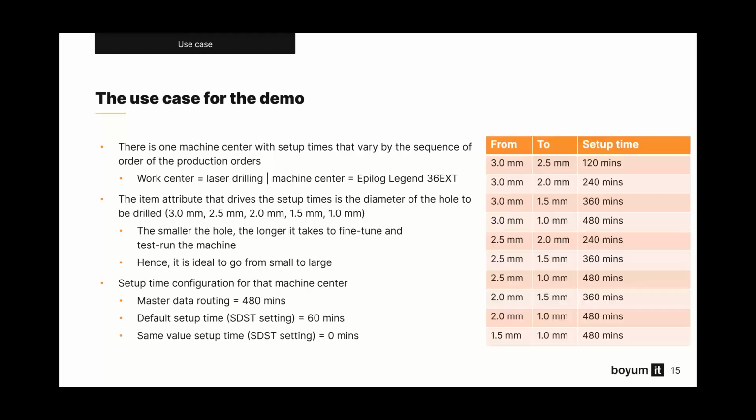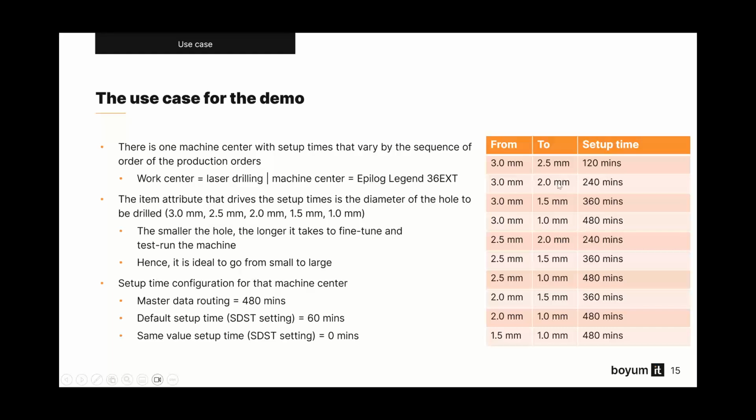And then I defined exceptions so that whenever the next production order has the smallest diameter, it's 480 minutes. So if I go from 3 to 1 millimeter, from 2.5 to 1 millimeter, from 2 to 1 millimeter, from 1.5 to 1 millimeter, it's always 480 minutes. So I used the longest time from my exceptions as the standard time in the master data routing. And then I said, okay, if the hole is smaller, so if it's not a 1 millimeter hole but a 2 millimeter hole, then it takes half the time, so 240 minutes.